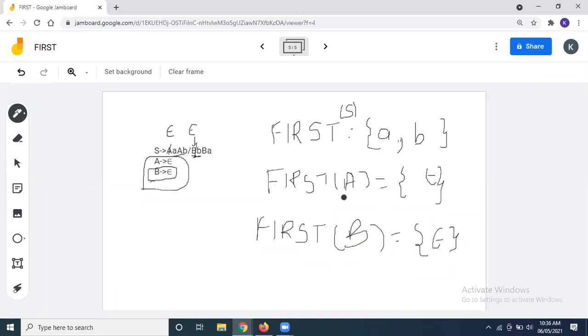Any doubts you all have here? How to find the first symbol, right? So now I'll give you all one more example so that it will be more clear to you.